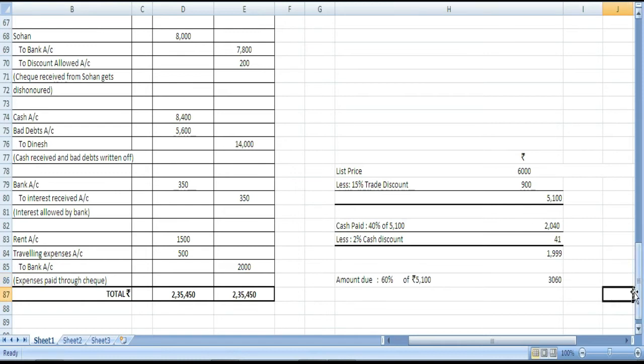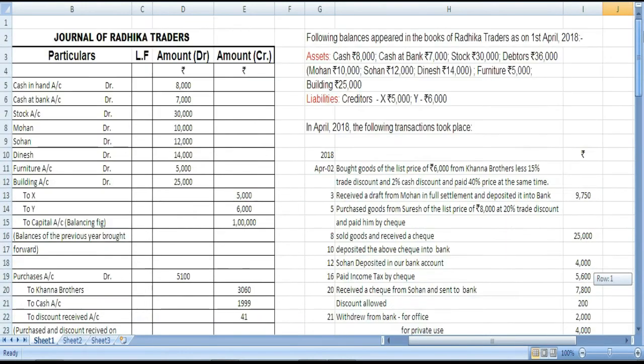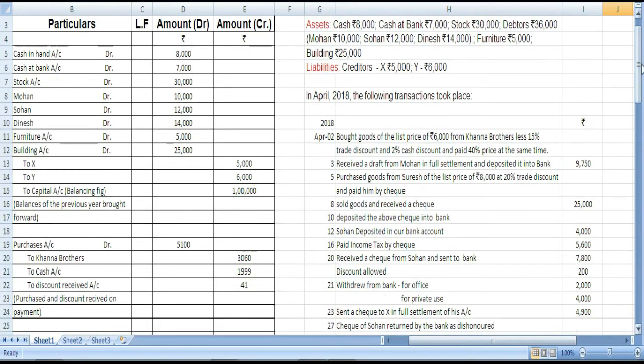Okay. So let us come back to the journal. Here what we have written: purchase was 5,100 after trade discount 15%, then to Khanna Brothers. Okay.